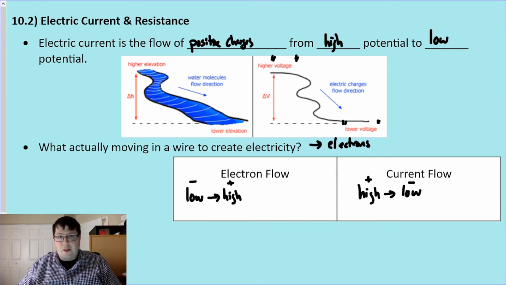The reason why this is all backwards is due to some historical stuff, and people often try to blame Ben Franklin. I don't want to give him too hard of a time. Ben Franklin was a pretty cool guy, but if you want to go look that up, it's kind of an interesting story to try to figure out why electrons actually flow the opposite way that current does in a circuit. Let's take a look at some examples of this then.